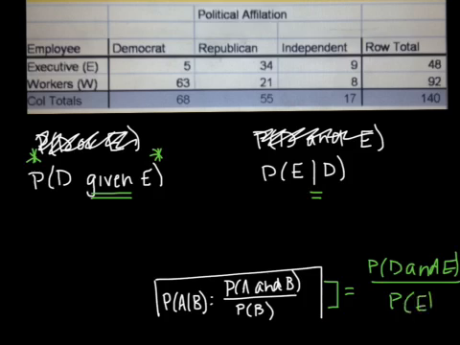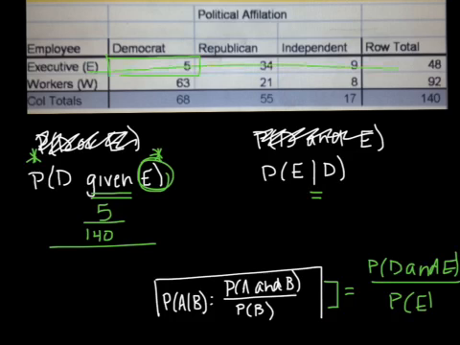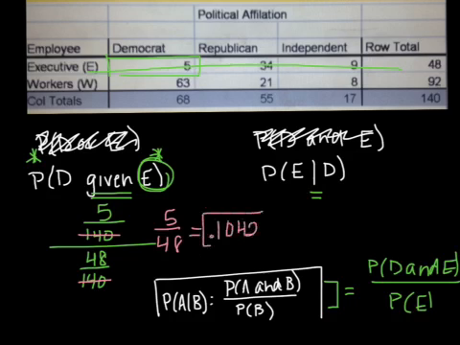So let's go ahead and do this. The first part, the overlap. Where does D and E overlap? Democratic and executive overlaps at 5 over 140. All over the probability of B, which is the second one, which is this one right here. So if I follow executive all the way, it is 48 over 140. Now here's what's going to happen every time. These bottom ones are going to be the same, so they cancel. So I'm truly looking at 5 over 48. When I put that into my calculator, I get 0.1042 as the probability.